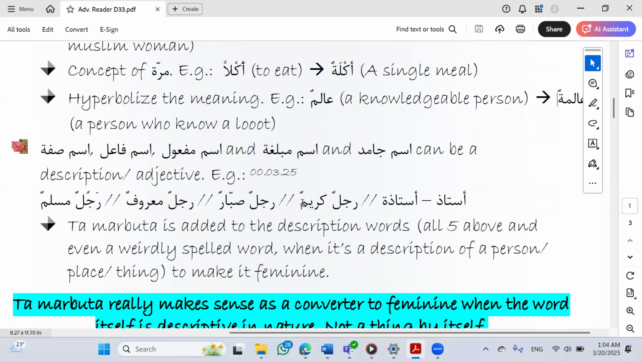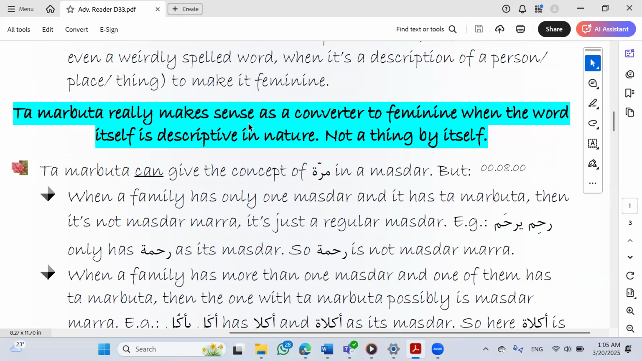Okay. If marbuta is added to the word that is sifa, then the function of marbuta there is to make that word feminine. Right? So for example, if I say imro'atun karimatun, in that case the marbuta is added to the karimun, which is the sifa of imro'atun. So in that case, the marbuta only functions as making the karimatun feminine. It's not to hyperbolize. Okay. Marbuta really makes sense as a converter to feminine when the word itself is descriptive in nature, not a thing by itself.